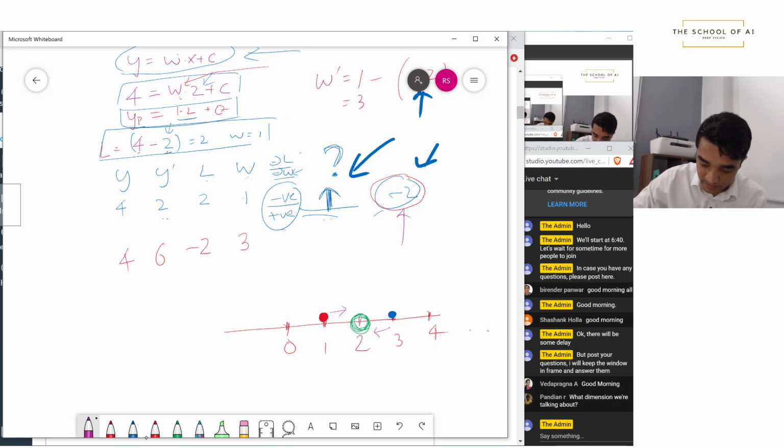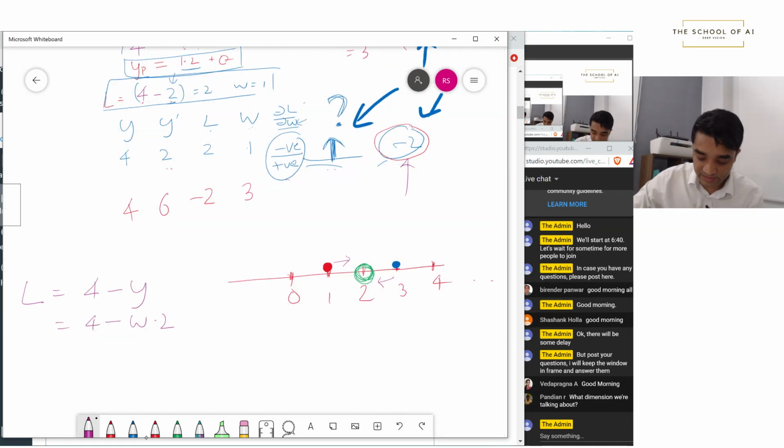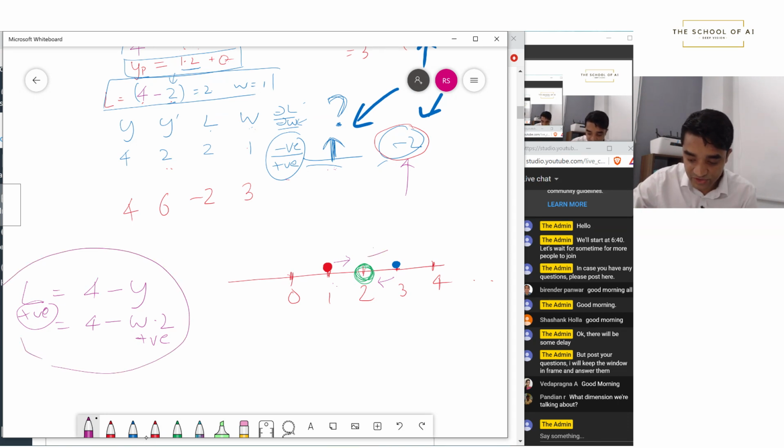So if you see our equation again, which is the loss equation. What was the loss equation? Loss equation was 4 minus y prediction, which equals 4 minus this, which is W into 2. Constant is gone already, right? That is what we have. This is the loss equation we have. Now when we have increased our W, our loss has increased, right? This equation is directly telling us that, which means that once we reach here, we actually want to reduce, right?